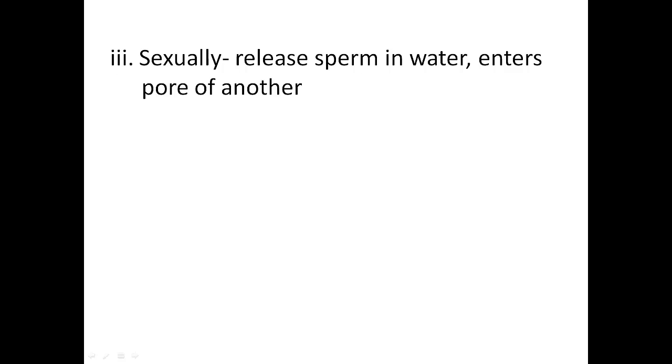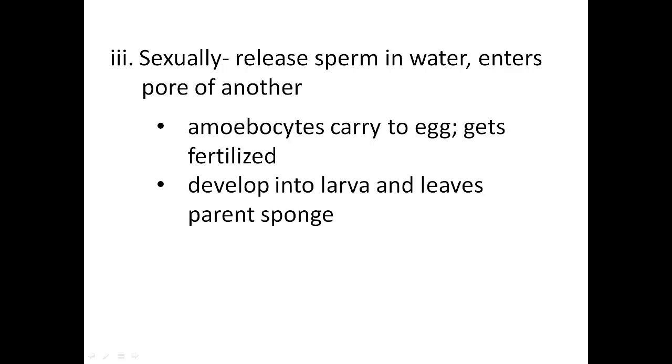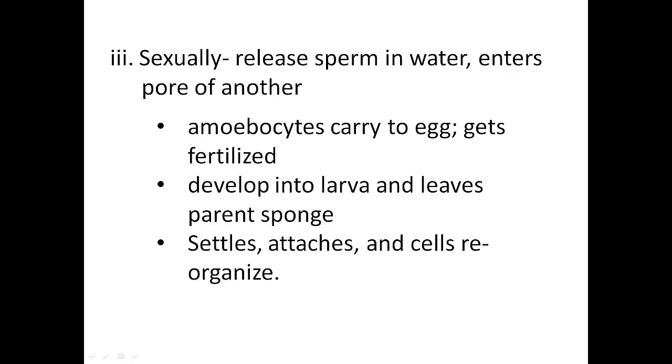Sponges can also reproduce sexually, and because they can't get up and move anywhere, all they do is release sperm into the water, and then that enters a pore of another sponge, and then that can get fertilized and become a new sponge. And amoebocytes, which carry around food inside the sponge, can also carry the sperm to an egg, which fertilizes the egg, that develops into the larva. The larva then becomes a new sponge. And remember that once the larva settles down and attaches, it becomes sessile. The cells can reorganize and form an adult sponge.